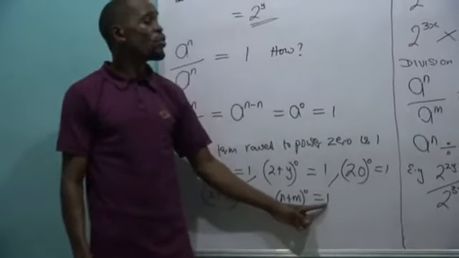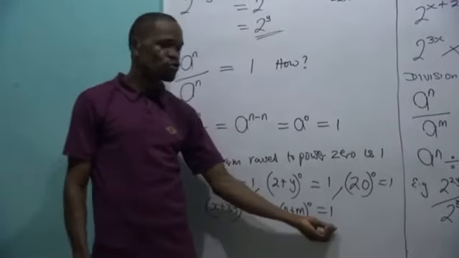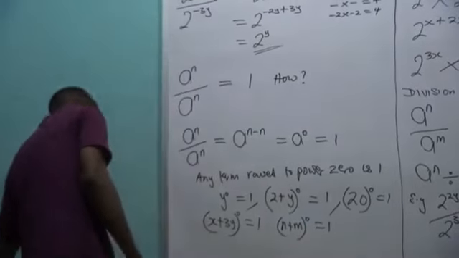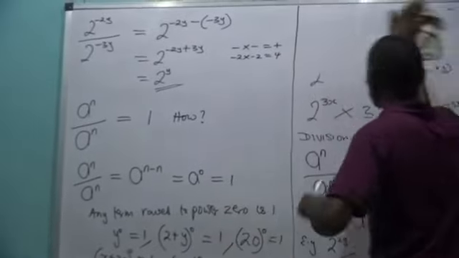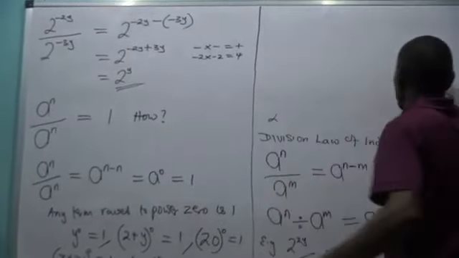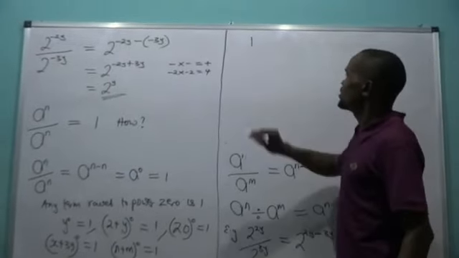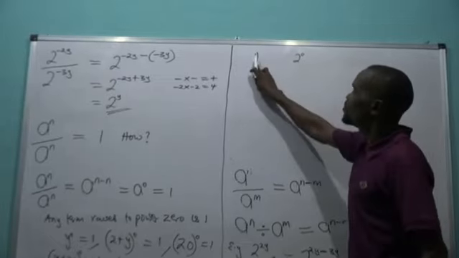Any base raised to power 1, we use it to represent 1. So I can remove 1 and put any term raised to power 0. If I write this 1 like this, another way I can write 1 is to say 2 raised to power 0. I have written 1.